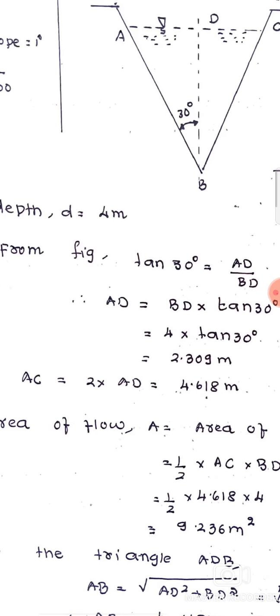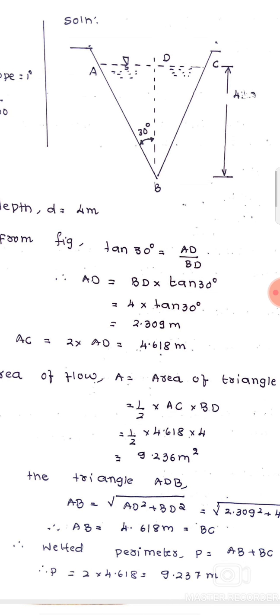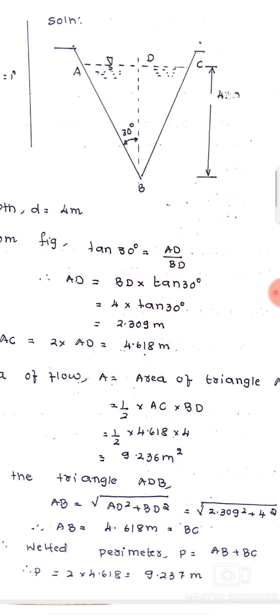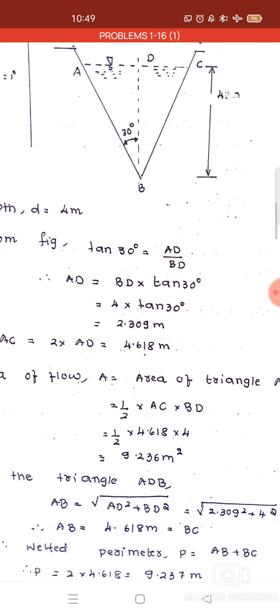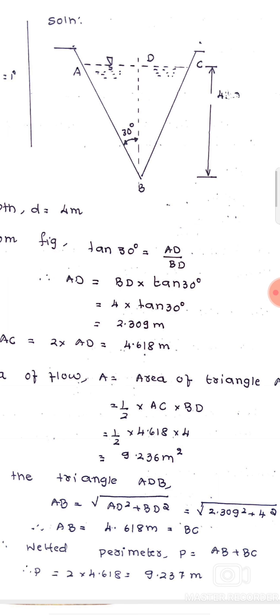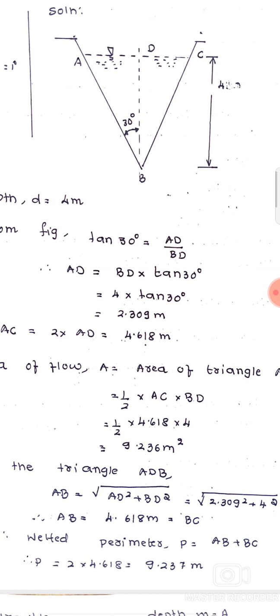So the depth is given as 4 meter. From the figure, tan 30 degree will be equal to AD by BD, so we can consider the triangle ABD. We know the depth, that is B to D, but we don't know the distance between the sides of the channel, that is A to B or B to C. So we have to find out AD, then that will help us find the other distances.